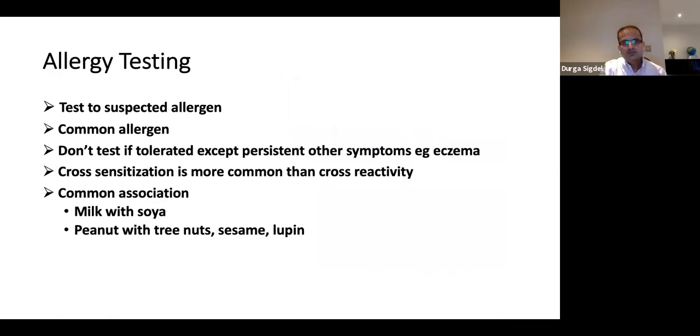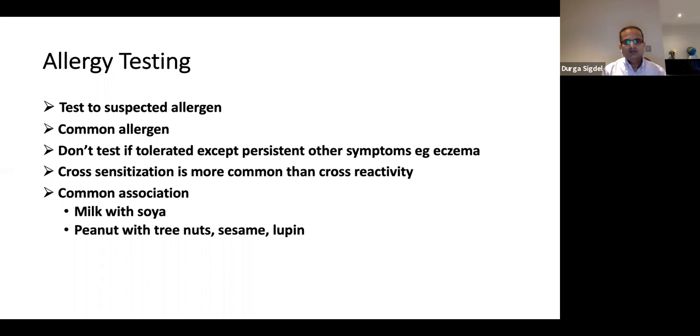A few important points about allergy testing. Once you take the history, you test the suspected allergen. If there is a clear history of milk allergy, where the child was exposed to milk protein and started to react, then the child is likely to have milk allergy. Just to confirm your diagnosis and to see the level of allergy, you request a specific IgE or skin prick testing.